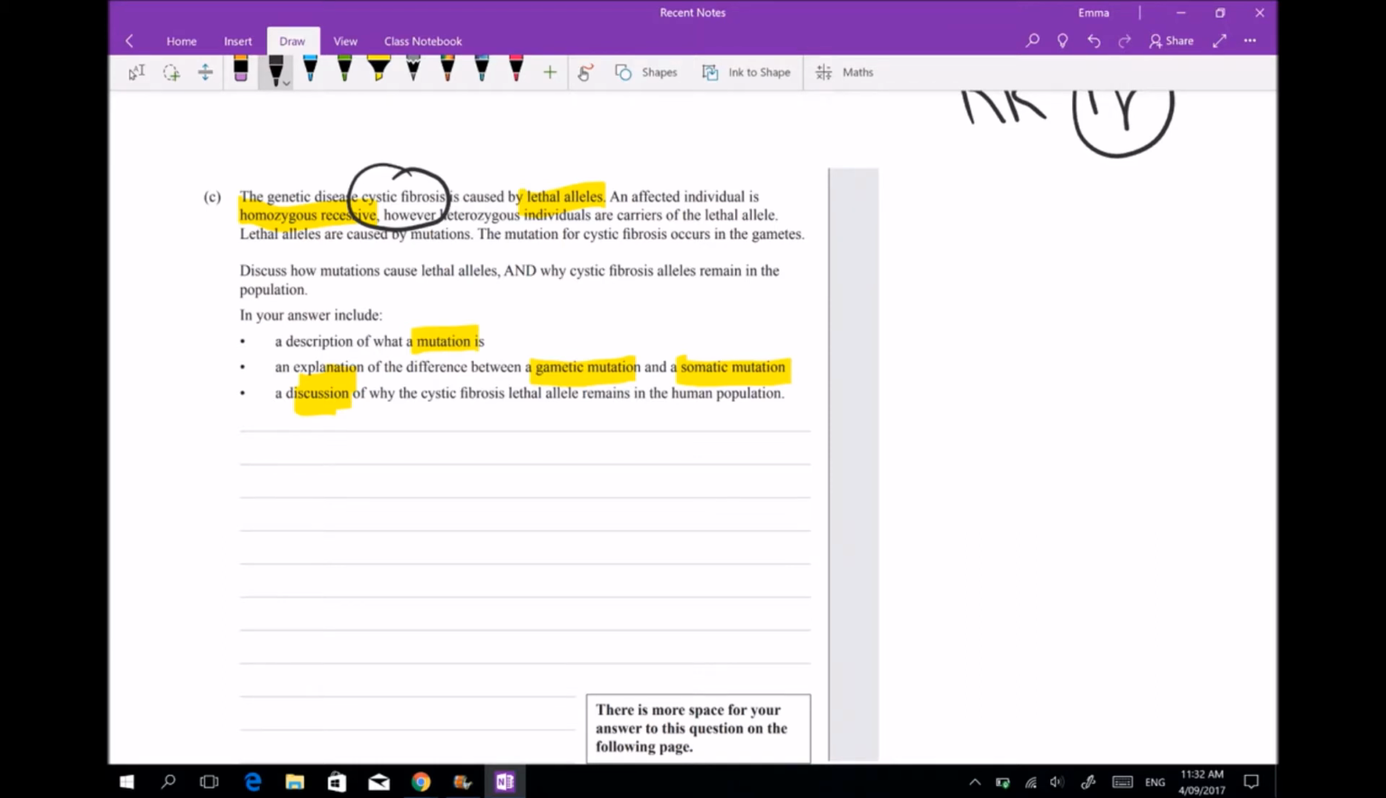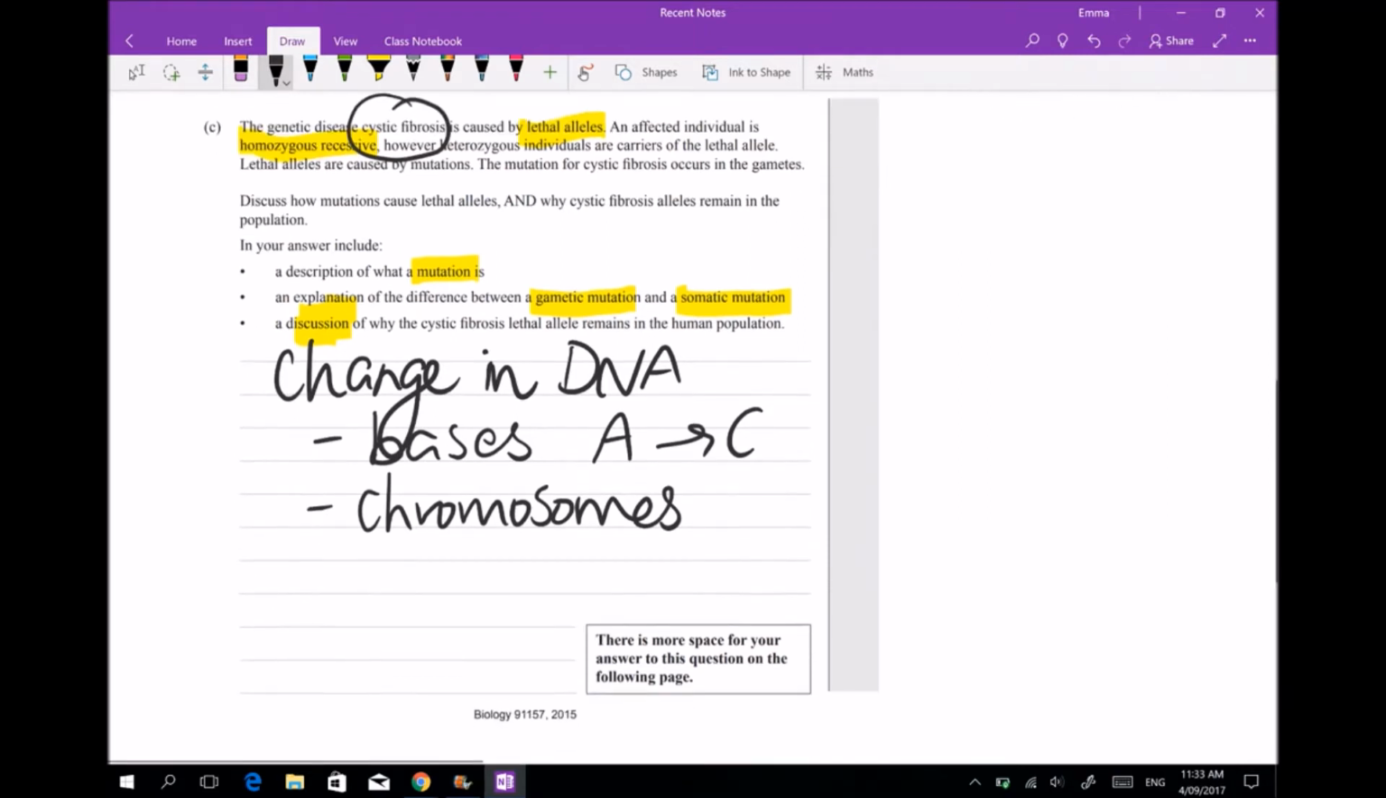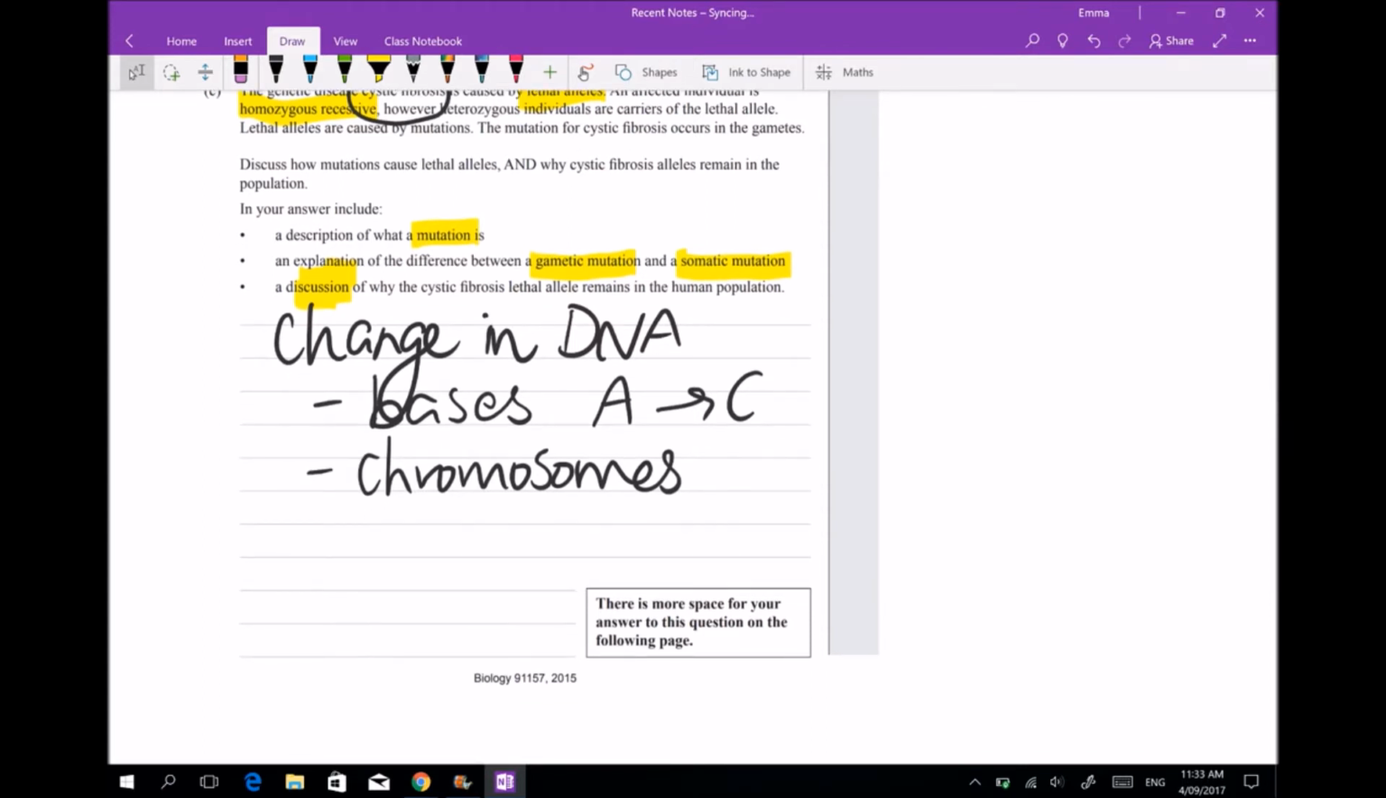So a mutation is usually a change in the DNA, and that might be the bases. Okay, you might have an A change to a C. Okay, it might be whole chromosomes. Bits of chromosomes mixed up and shuffled and where they're not meant to be, deleted completely, duplicated, that kind of thing. So mutation is a change in the DNA, and it usually causes some sort of difference in the phenotype.